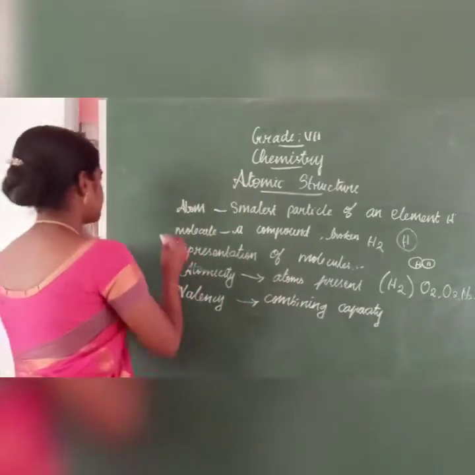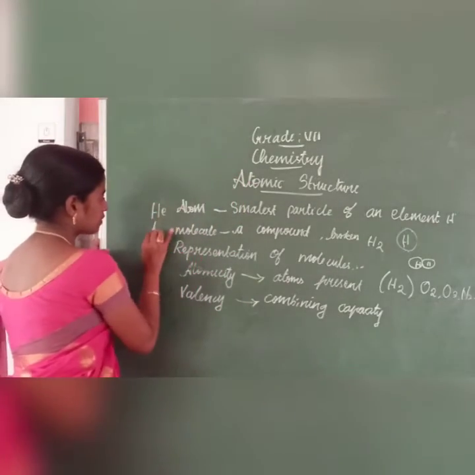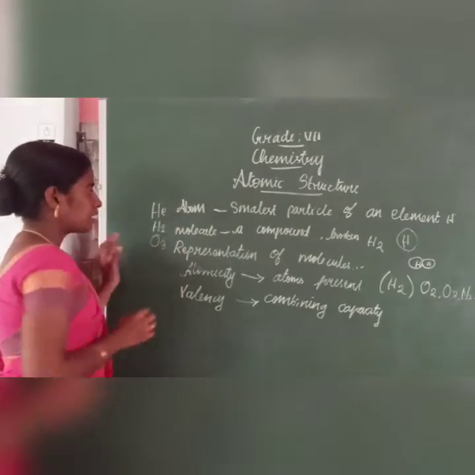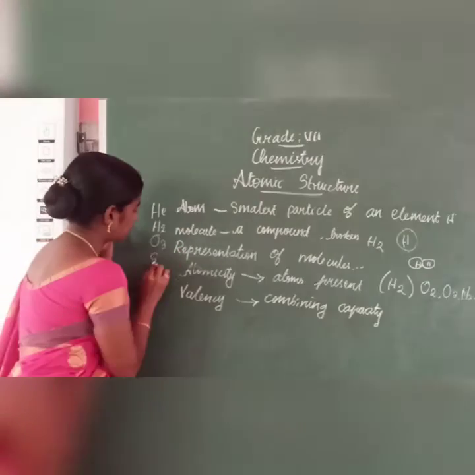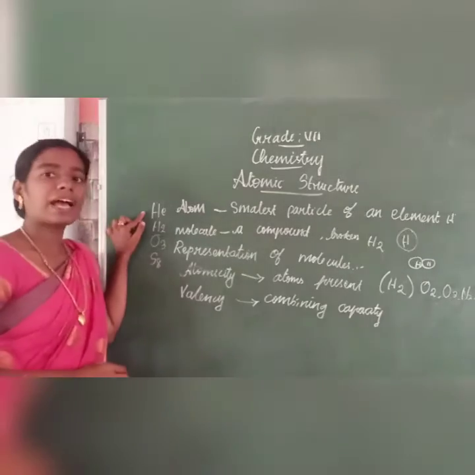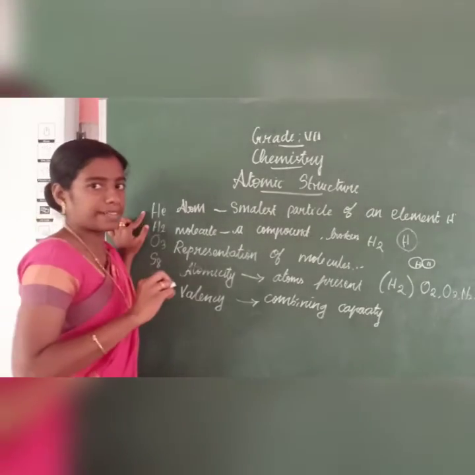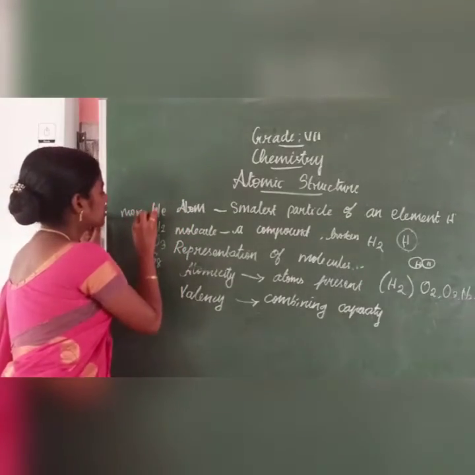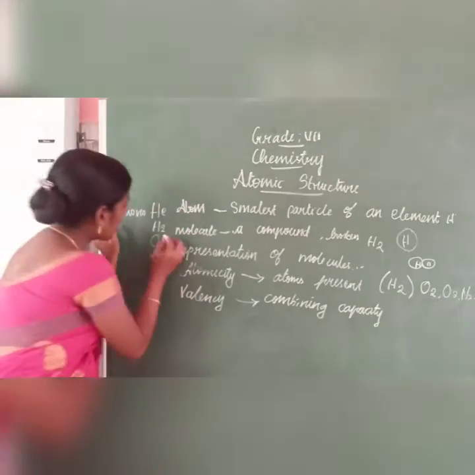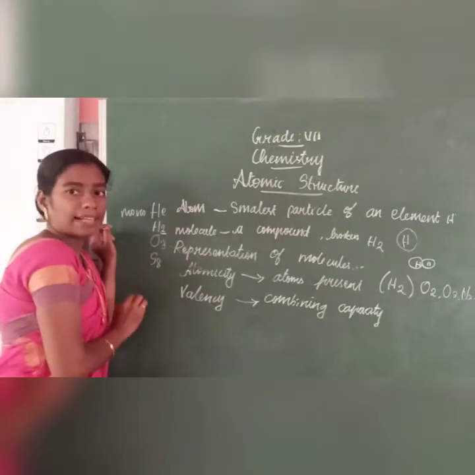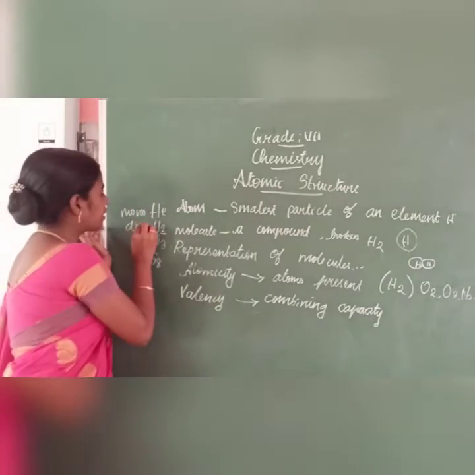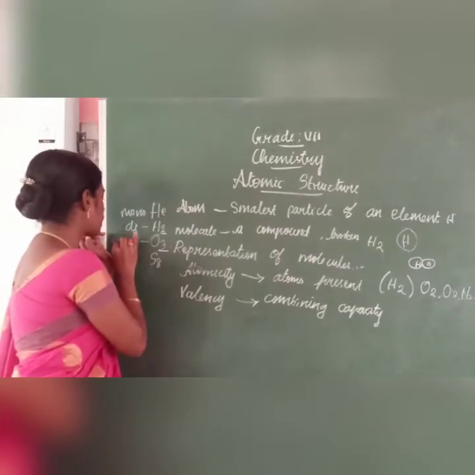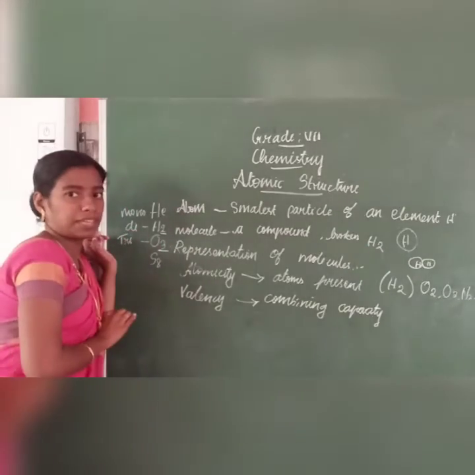For example, see this? Helium has only 1 atom. So, it is monoatomic. Hydrogen has 2 atoms. So it is called diatomic. Ozone has 3 atoms. So it is called triatomic.